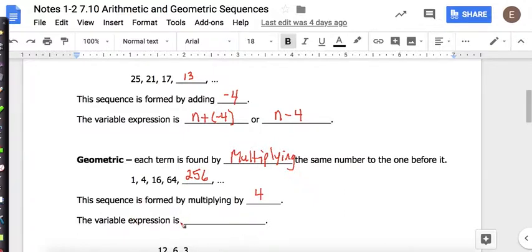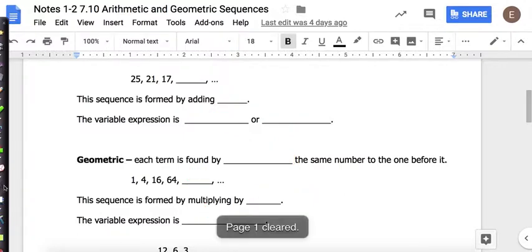The variable expression is, well, what are we doing? We're multiplying each number by 4, so we're really multiplying the variable by 4. So remember, the best way to write multiplication is number in front of letter. So we would write 4n. We don't want to use the dot or the multiplication symbol. We put the number in front of the letter.